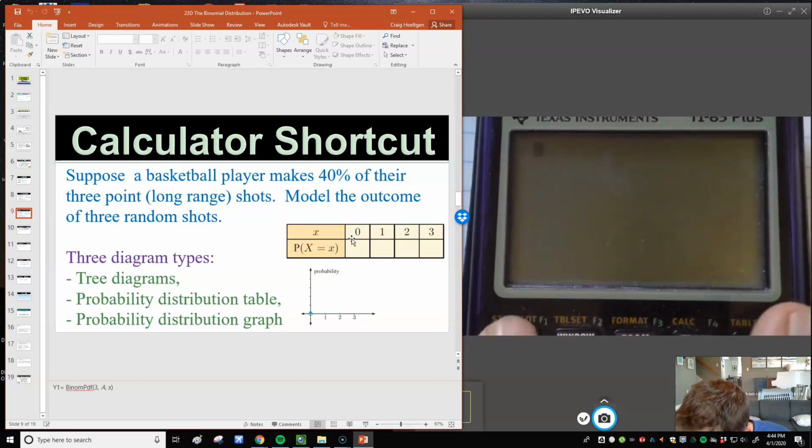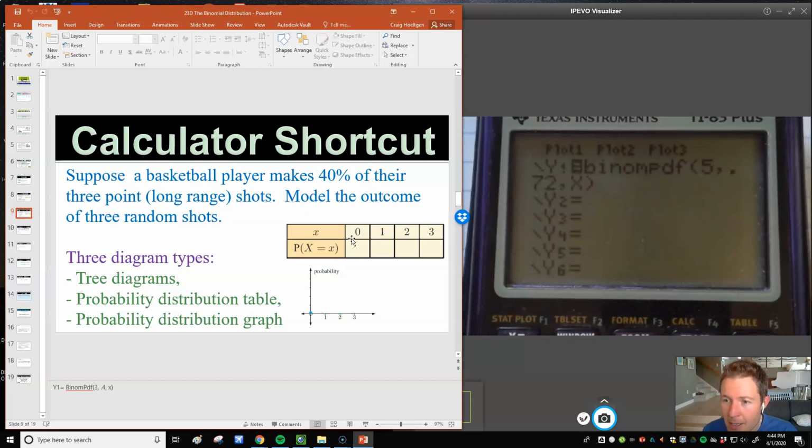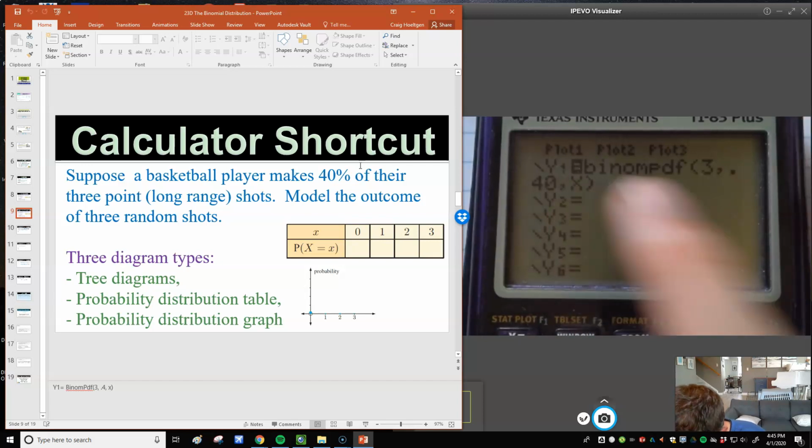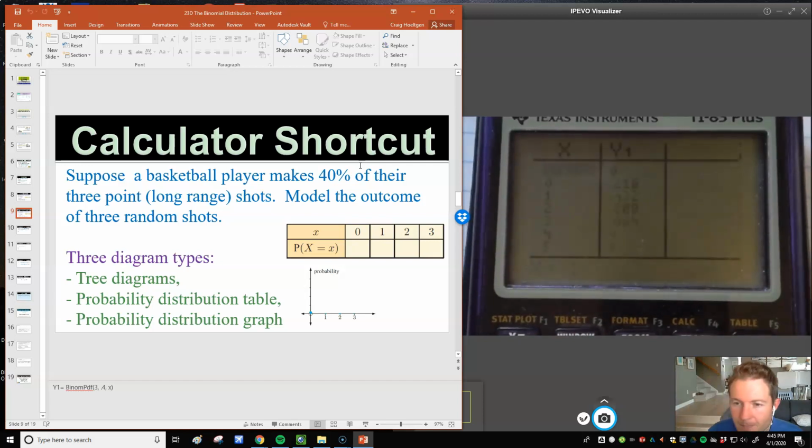All right, a couple ways to do this. First, remember in y equals, we can just put in the binom PDF. Remember the syntax is N, P, X, it's alphabetical. N, in this case, our N is 3. Our probability of success is 40%. And we want it to tell us the x's, so x is unknown, and now I'm going to look at the table. And there we get those values.